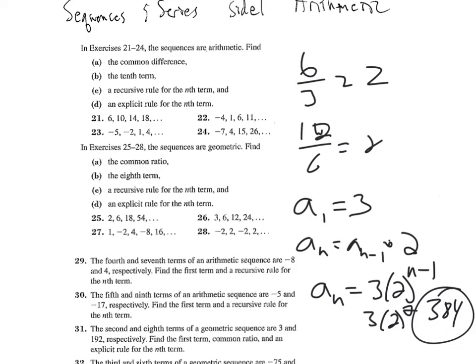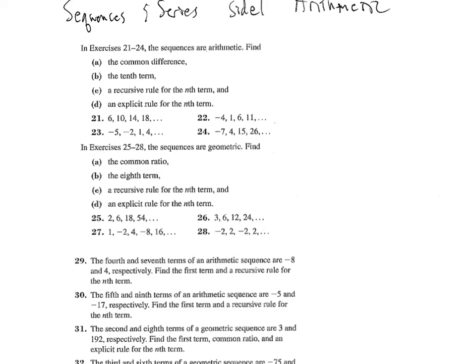Okay. So that is that. Let's look at number 27. Number 27 is, what here? So I see it's alternating signs. So negative 2 divided by 1 is negative 2. Same thing, 4 divided by negative 2 is negative 2. So r is negative 2. So that just means that you're going to alternate signs when we do that, right?